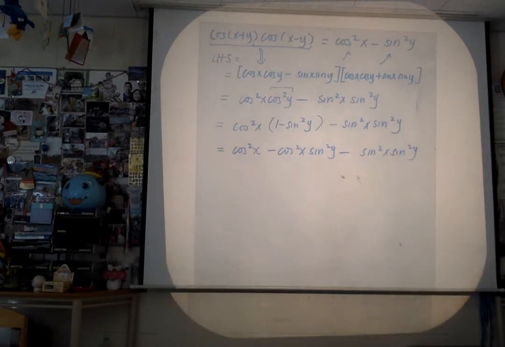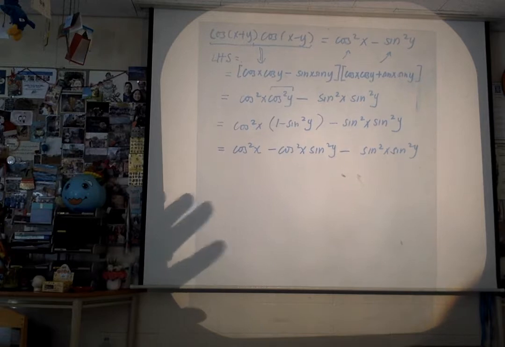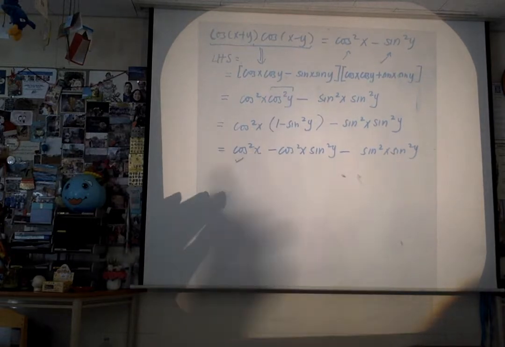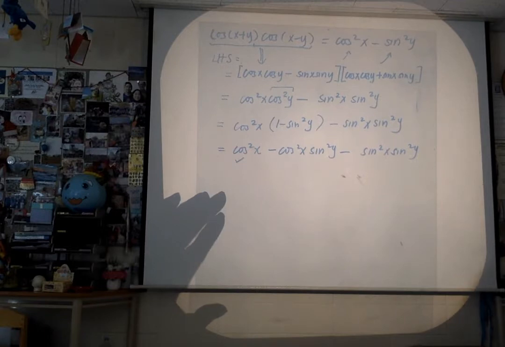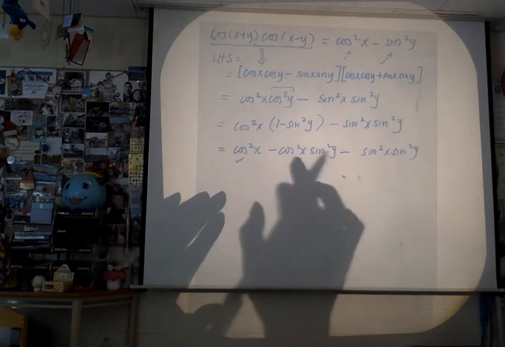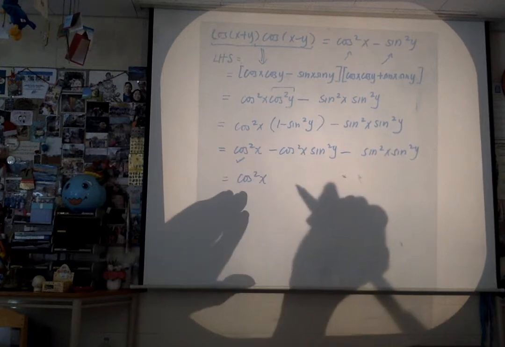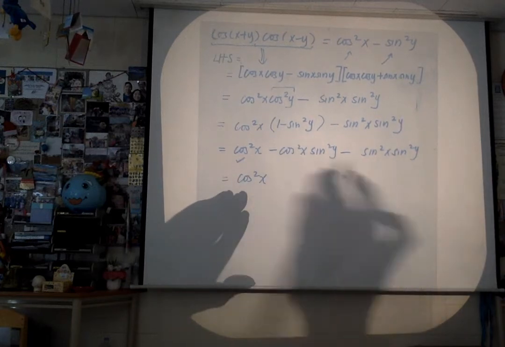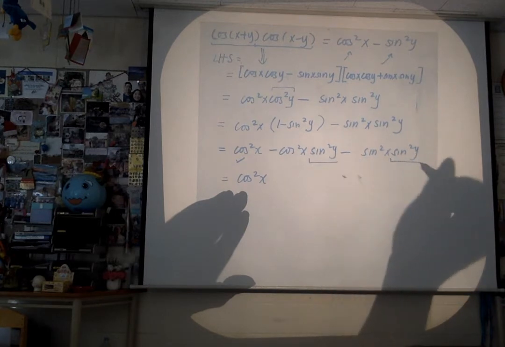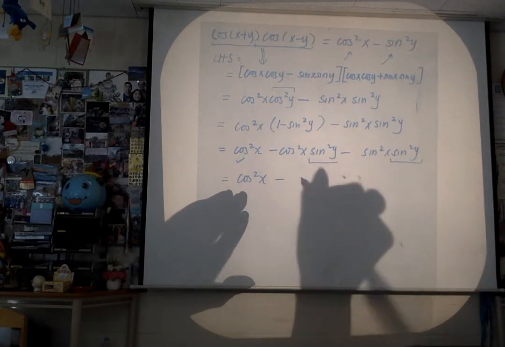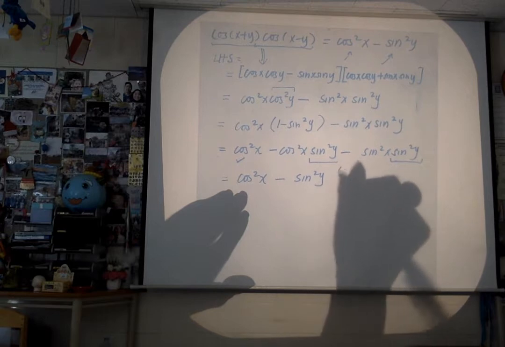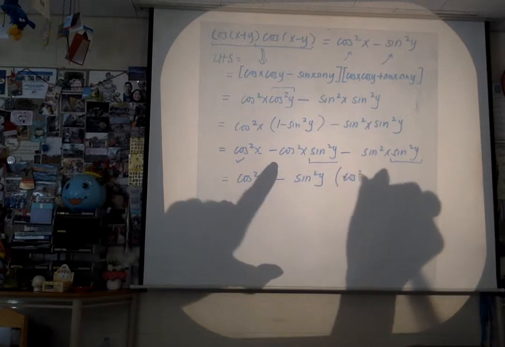And you're like, how does that help me in any way possible? So you know you need this, so leave it alone. Do they have anything in common here? Sine squared y, sine squared y. So let's pull that out. Take out a negative sine squared y, and what are you left with inside? You're right, cosine squared x.